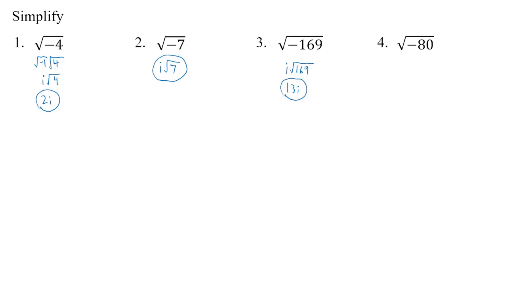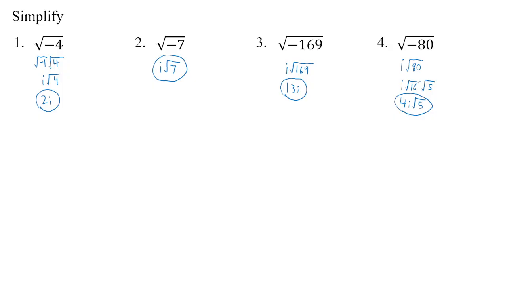On number 4, we got the square root of -80. We can rewrite it as i times the square root of 80. The square root of 80 can be written as the square root of 16 times the square root of 5. The square root of 16 is 4, therefore we have 4i, but we can't take the square root of 5, so 5 stays inside. Therefore, the solution is 4i times the square root of 5.